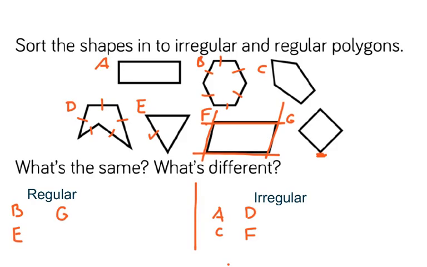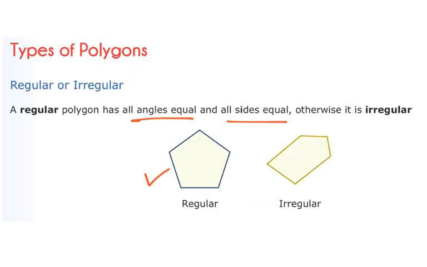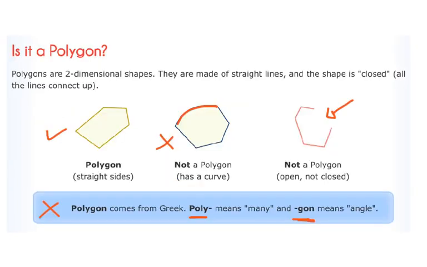Hopefully that will help you now with some of the work that you're going to be doing today. All right, don't forget all of the rules that we have to follow here when we're deciding whether or not a shape is a polygon or not. All right, it's got to have sides the same length, angles the same size, no curves whatsoever. All right, and no gaps.